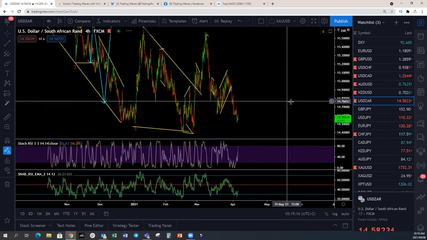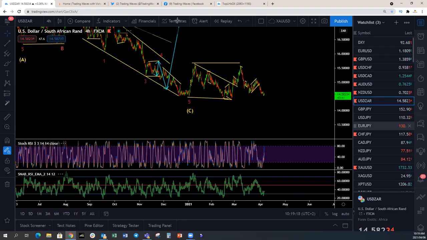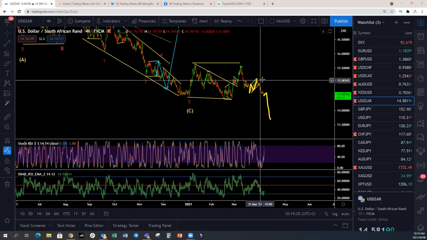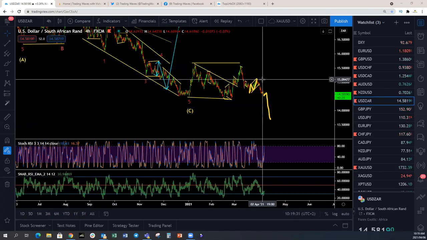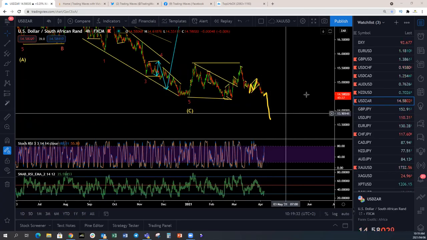US dollar ZAR continues to the downside. Nothing changes. We check out the weekly outlook from yesterday. We're still looking for this one to continue lower. Last week, we've been looking at this corrective structure for it to drop. We have dropped from around 1508, 1509. Now we're looking for downside here.